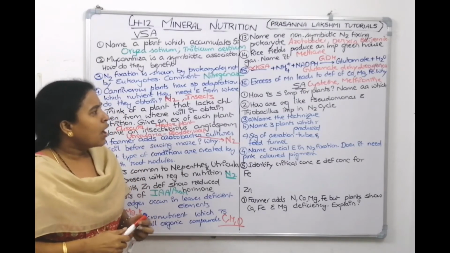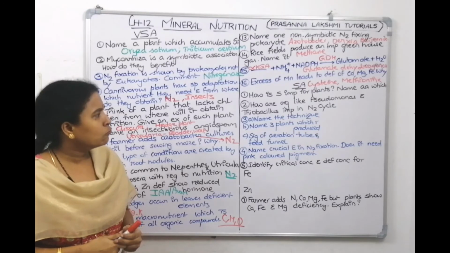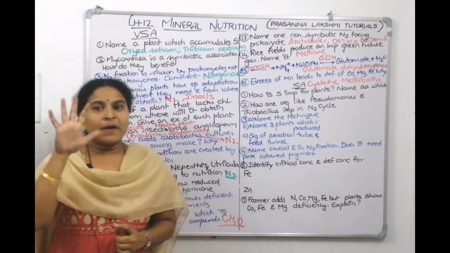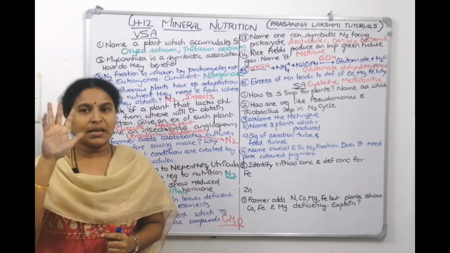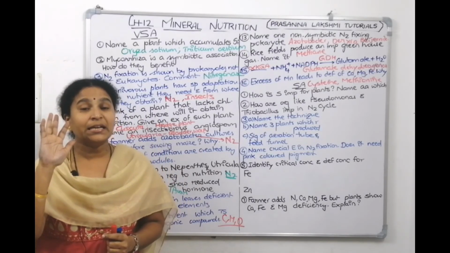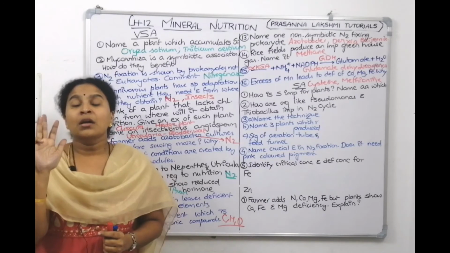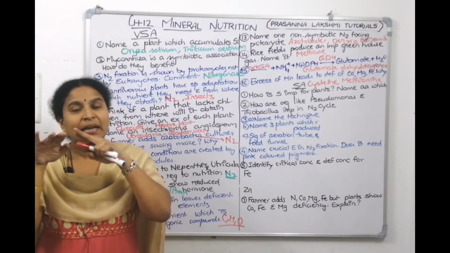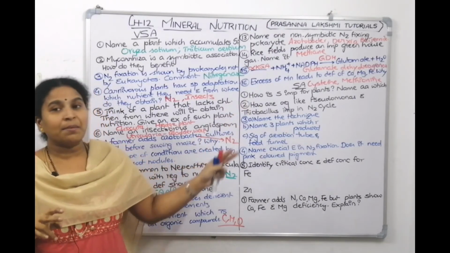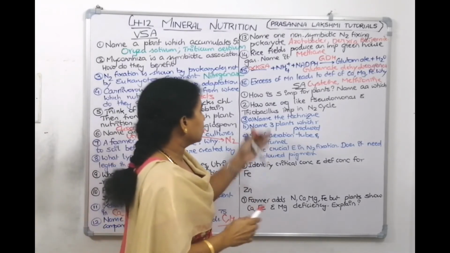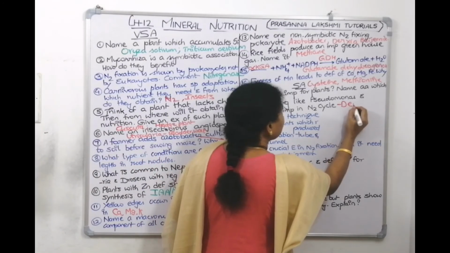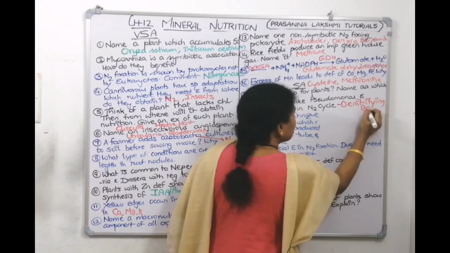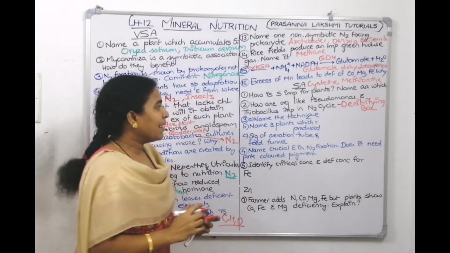Next question. How are organisms like Pseudomonas and Thiobacillus important in nitrogen cycle? 5 steps of nitrogen cycle. What is the last step of nitrogen cycle? Denitrification. They remove nitrogen from the soil, give it to the atmosphere, helps to maintain that equilibrium. Both of them are denitrifying bacteria.